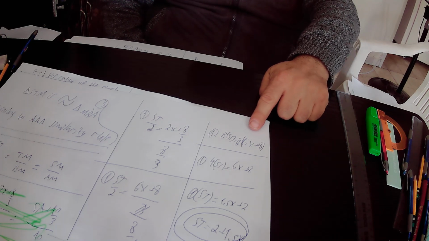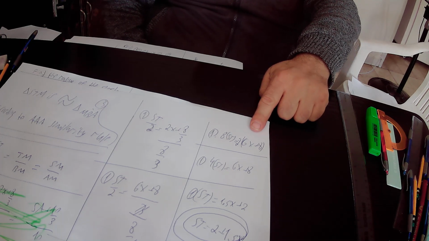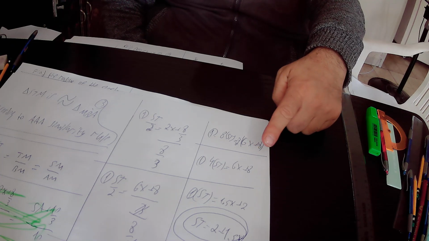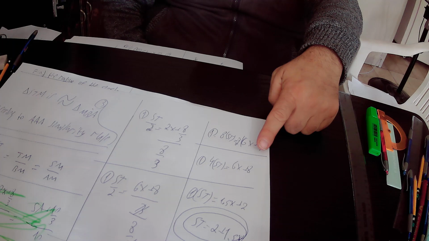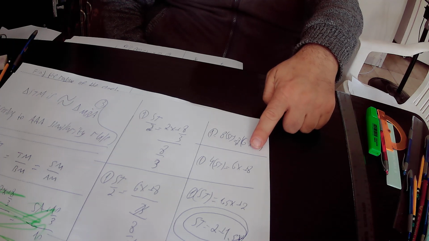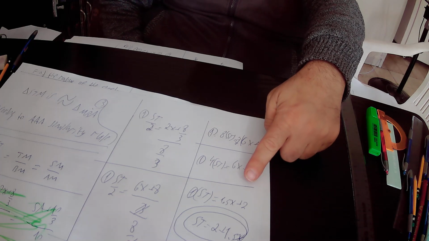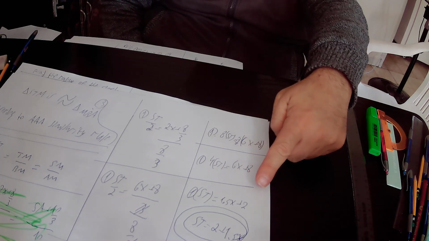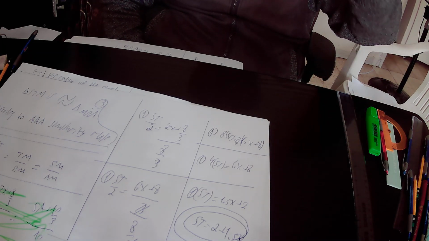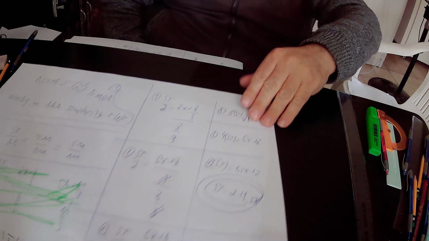2 over 2 is 1, so in this side of equation 1 we are left only with 6x plus 8, so 4ST equals 6x plus 8. Here we divided this equation by 4 and finally found out that ST equals 6x over 4 is 1.5x and 8 over 4 is 2, so in conclusion we found out that ST equals 2 plus 1.5x.